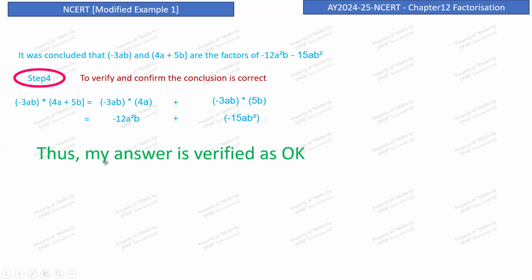Thus, if your name is Sweta, you can tell, thus my answer is verified as okay. Like that you have to tell, Sweta, okay? And if your name is Suresh, thus my answer is verified as okay. Like this you have to tell, Suresh, okay? Right. So just write this finally: minus 12 A square B, and this plus bracket minus means what? Plus into minus is minus. So we have to put the balance numeral and variable part like this.